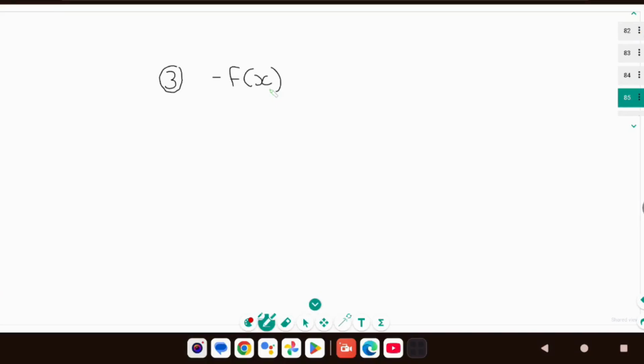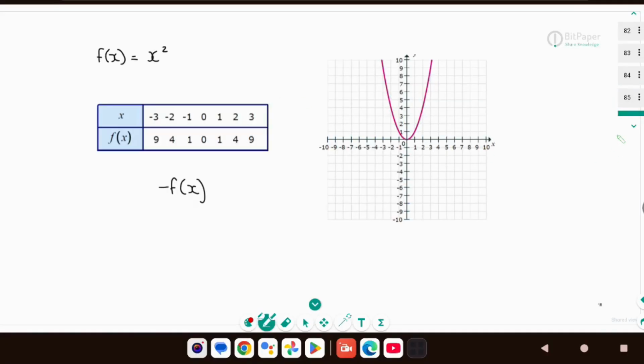Transformation number 3. What happens when we multiply our function by -1, or we put a minus in front of the function? Here we've got the function x squared. The x values, we square them to find the values of our function, and the graph is plotted here. Now, what happens if we add a minus, or we multiply the function by -1?